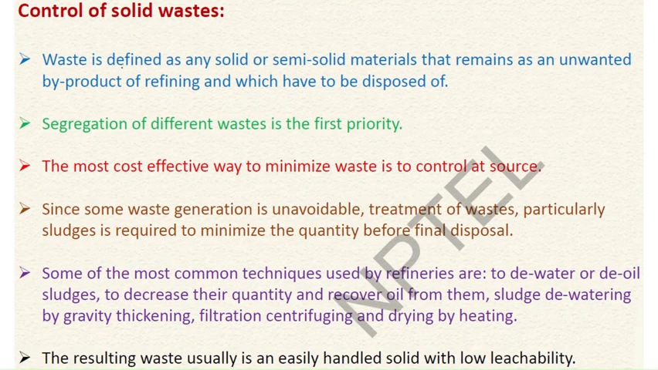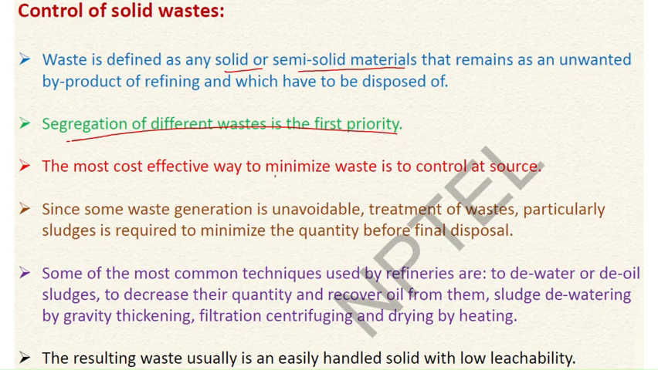Now coming on to the solid waste, control of the solid waste, as we have studied the control of gaseous waste, then liquid waste. Now we are coming to the solid waste. Waste is defined as any solid or semi-solid material that remains as an unwanted byproduct of refining and which has to be disposed of. So first procedure is segregation of different waste, basically separating them according to their size or type.